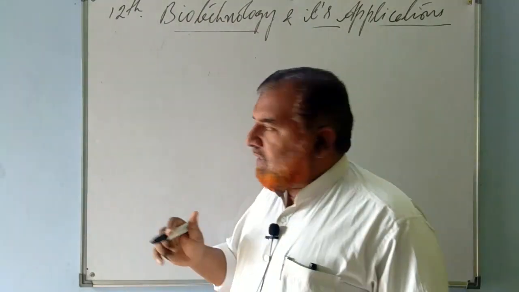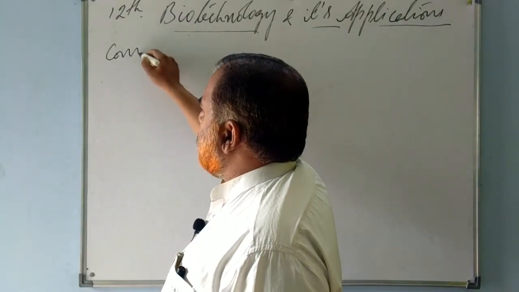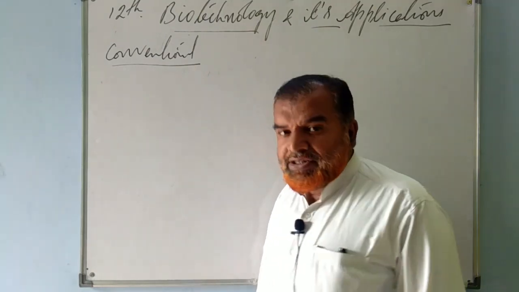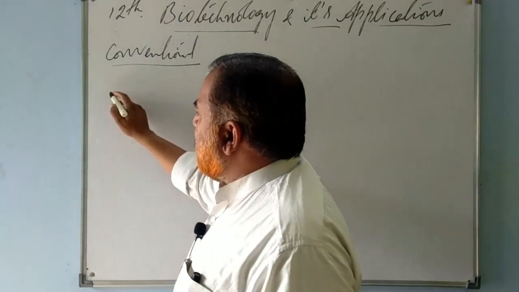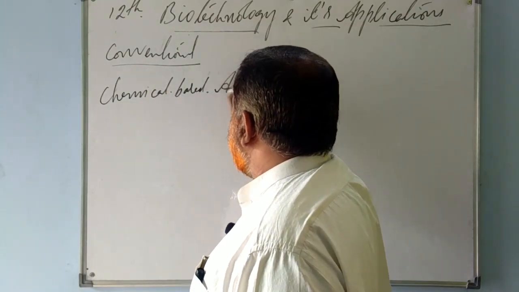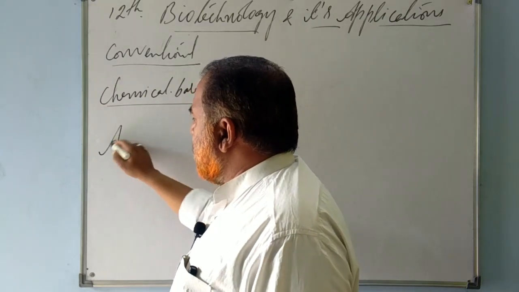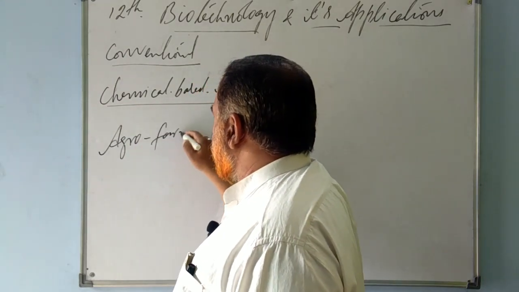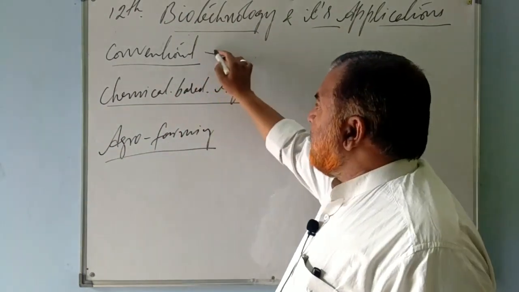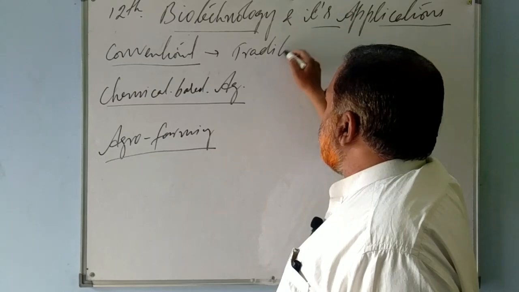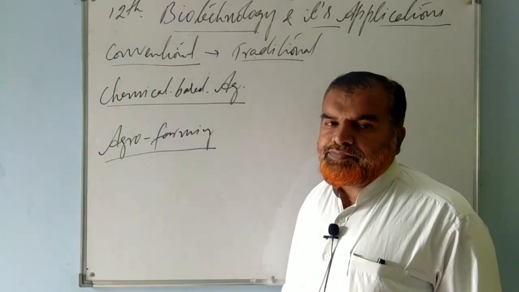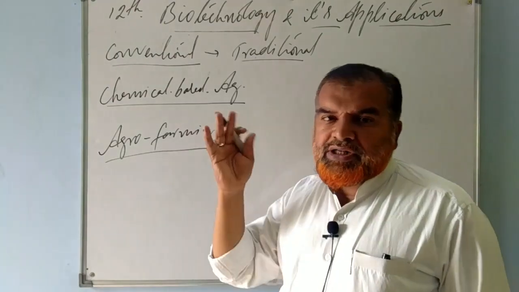Because earlier, in the conventional method of agriculture, there were some disadvantages. Then came chemical based agriculture, and after that, agro agriculture. These are the three different methods. Conventional method is the very traditional method, right? You have learned this in other chapters also. Now, this is not so beneficial because production was less in that.